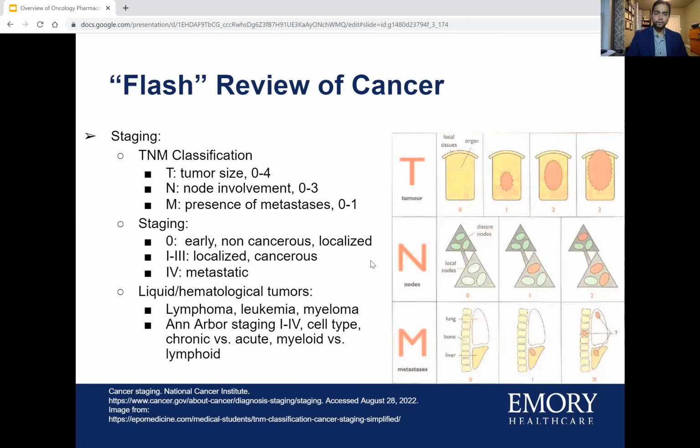So the staging for cancer varies mainly based on if it's a solid tumor or liquid tumor. We're just going to cruise through this part, but for solid tumors, we care about the tumor size, nodal involvement, and the presence of mets. For liquid tumors, we don't follow the same classifications. We care about where it started from, what type of cell, what the maturity of the cell is, and where it has spread to. Do you have extranodal involvement? Do you have bone marrow involvement? So it's a little bit different for our liquid tumors versus our solid tumors.